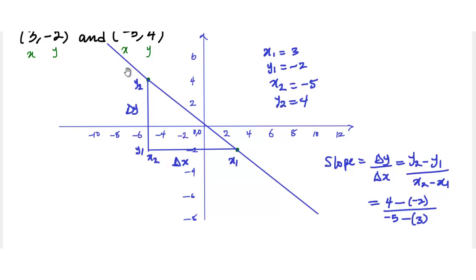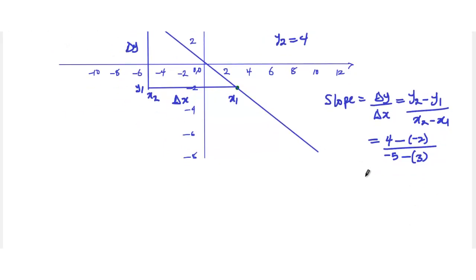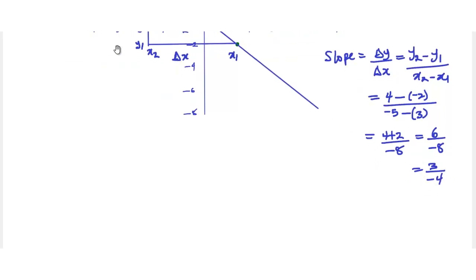If we solve it further, minus times minus is plus, so that's 4 plus 2 over -5 minus 3, that will give us -8. 4 plus 2 is 6, over -8. 2 in 6 gives us 3, 2 in -8 is -4. So normally assigning values, the slope will now be 3 over 4. You put the minus in between. So this is the value of our slope.